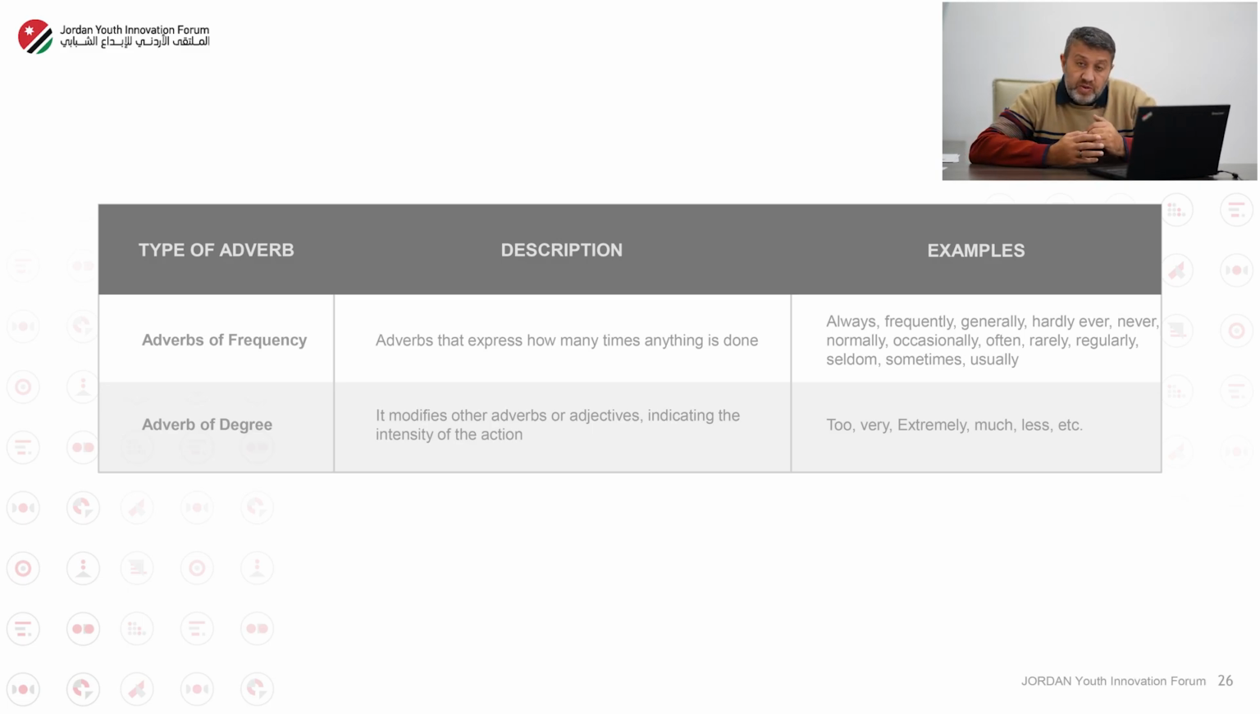So this is different. When you say too, T-O-O, it means that you can't do this, okay. This is too expensive for me, I can't buy it because it's too expensive. This is very expensive, it is expensive, but I still can't buy it, okay. And the same with extremely, much, and less. So these are adverbs of degree. We will stop here about adverbs.